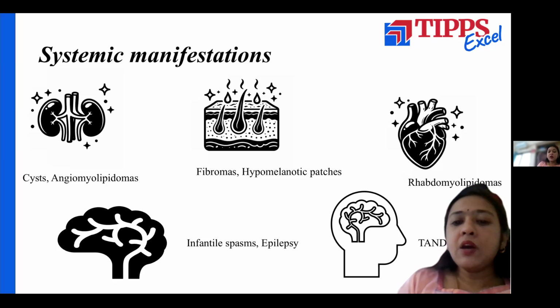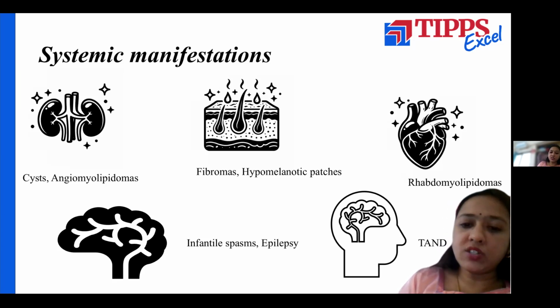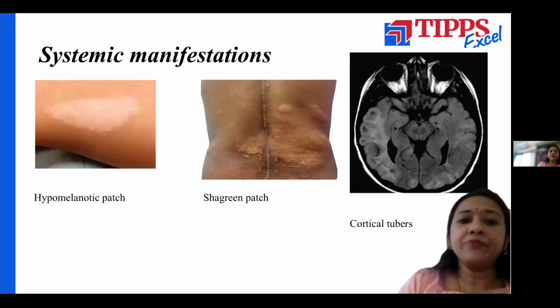In heart, there can be rhabdomyomas. In the central nervous system, 90% of these children present with infantile spasms and pediatric epilepsy syndromes. And finally, our own area, that is TAND, tuberous sclerosis associated neuropsychiatric disorder. So in this presentation, I am going to focus only on the neurological and psychiatric aspects, and the focus is not going to be on the systemic manifestations as it is not in our domain. So these are a few examples of the systemic manifestations.